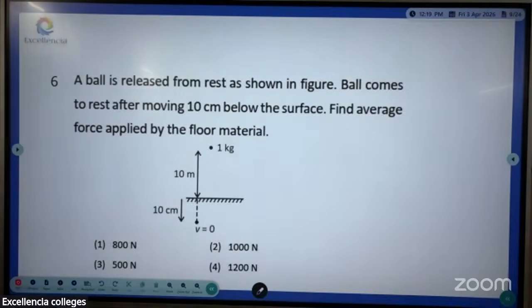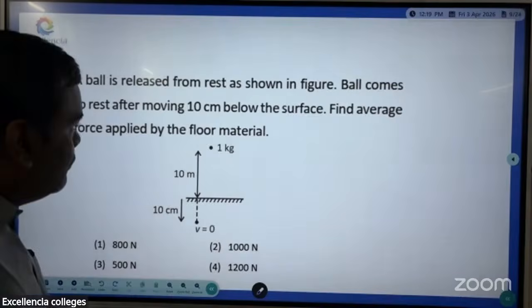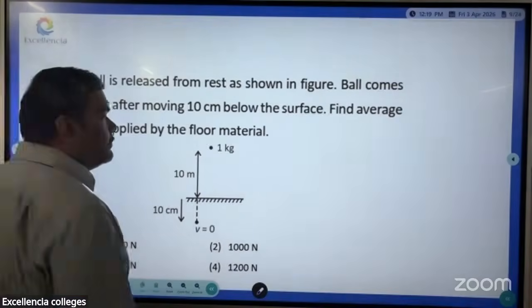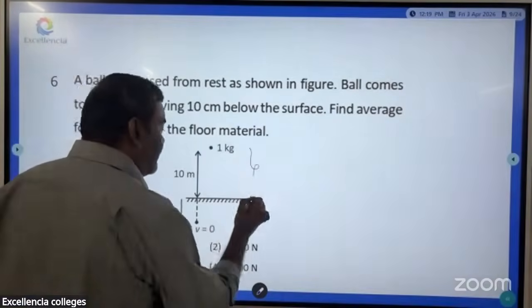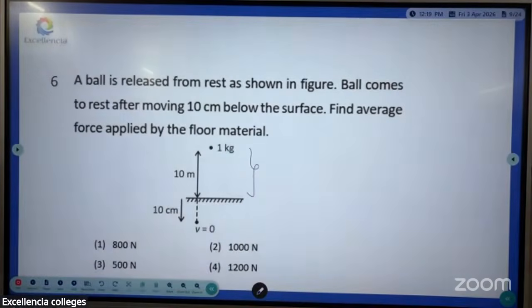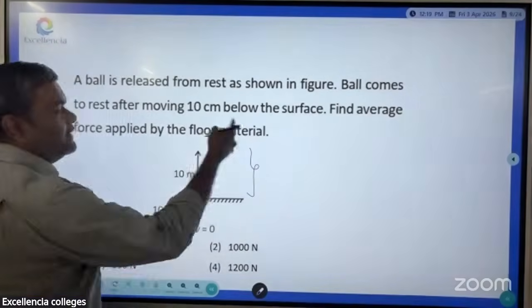Right. And this is again a gift given to you, basically on the occasion of, prior to, on the evening of Good Friday. So have a look here. This is 1 kg and this is a falling distance of 10 meters. So it's falling under gravity.